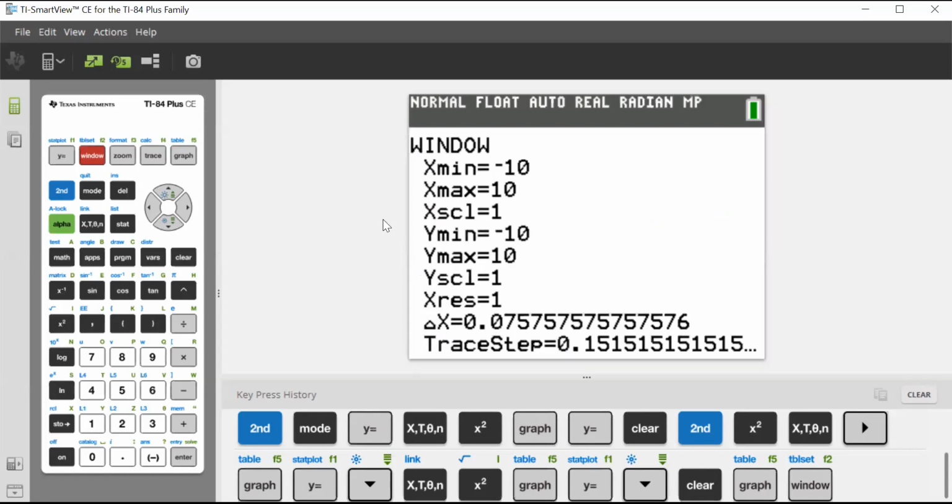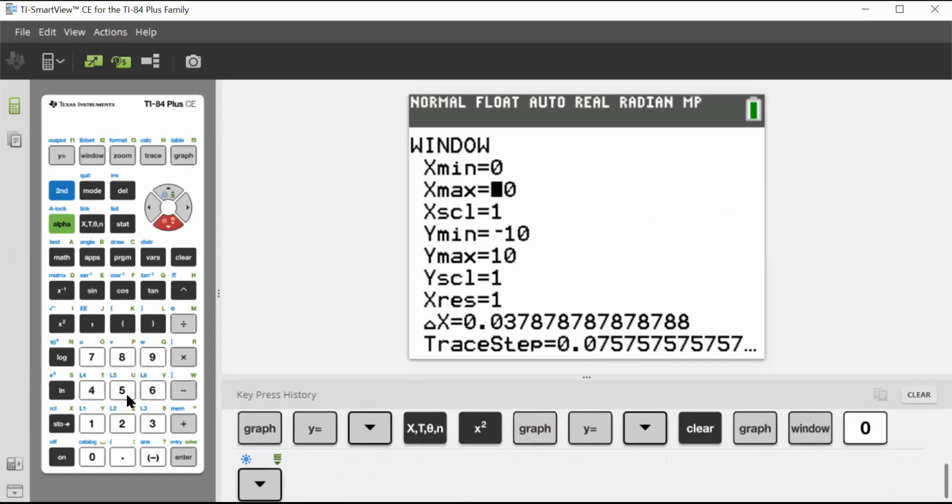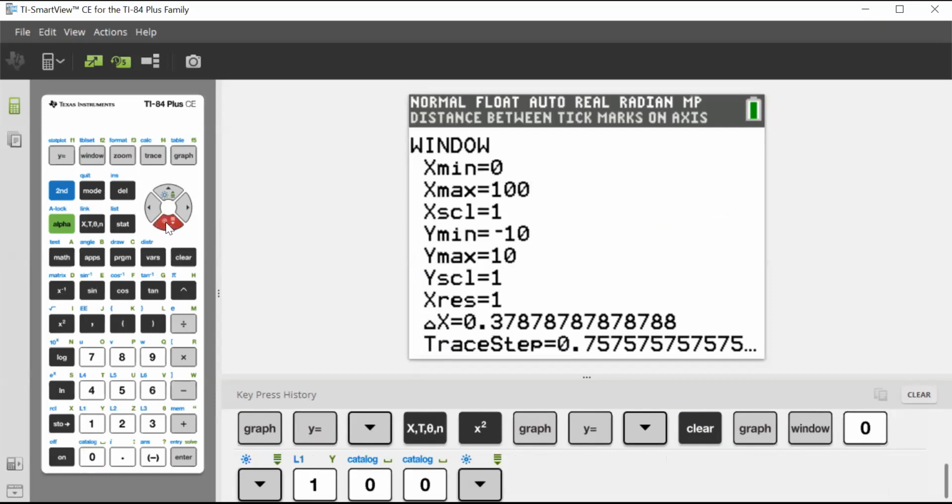So I know that, for example, the domain of a square root function does not allow for any negative numbers. So for my x min value here, I don't need any negatives, so I'll start at 0. And because it's a square root function, I know I can go up as large as I want. I'm going to actually do 100 here. So my horizontal axis is going to go from 0 to 100.